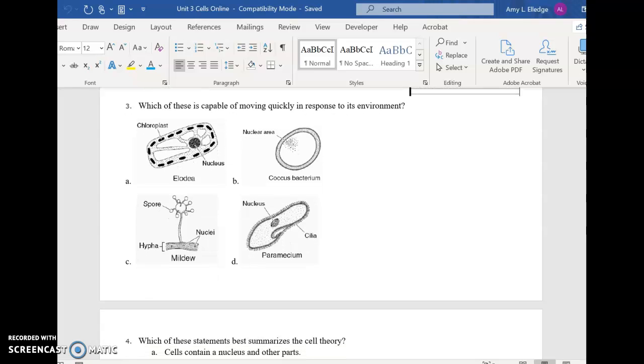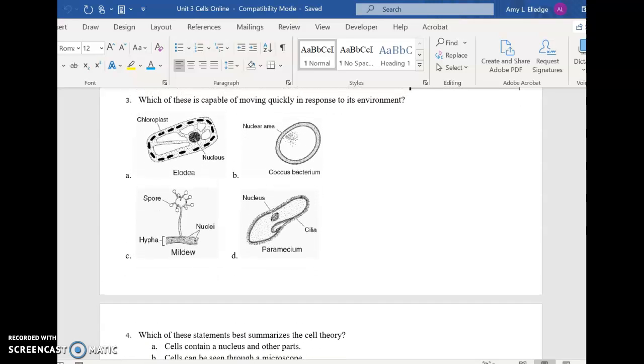Number 3, which of these is capable of moving quickly? Well, in order to move quickly, you have to have cellular structures that help with moving. So if we look at the Elodea, it's got a chloroplast, which tells you it's a plant. And plants do not move quickly in response to their environment. All right, over here we got a bacteria. I mean, some bacteria are very quick, but this one has literally nothing surrounding it. So it's probably not that quick.